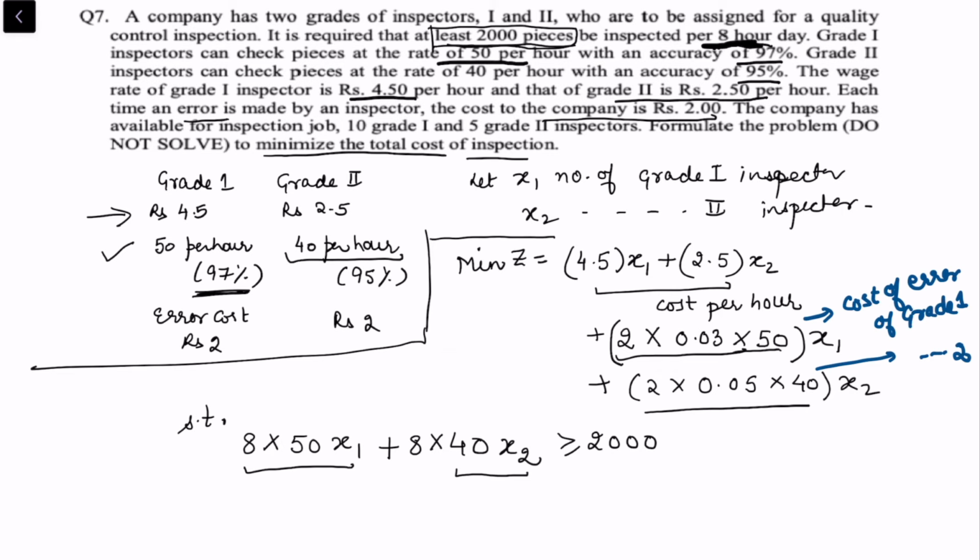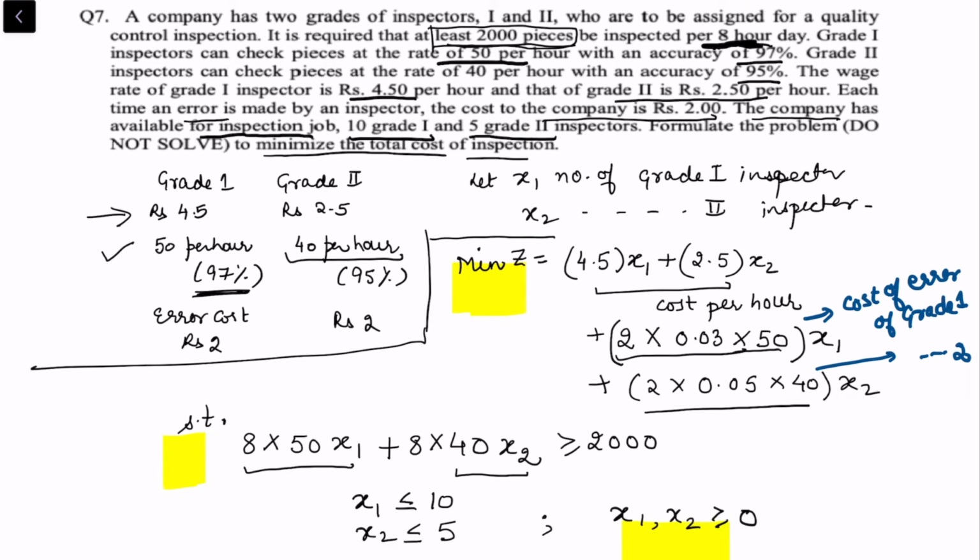That is one constraint. It is also said in the second last line that the company has availability of inspection jobs: 10 grade 1 and 5 grade 2. So x1, which is grade 1 inspector, will not exceed 10, and x2, which is the grade 2 inspector, the availability for them is 5, and we can take that both x1 and x2 are greater than or equal to 0. So this becomes the formulation where we have an objective function, we got constraints, and we have non-negative restrictions.